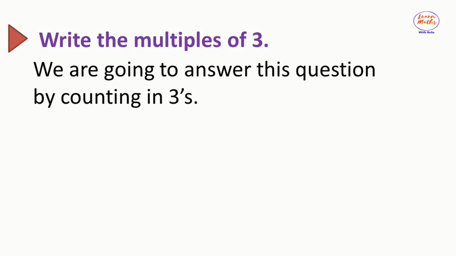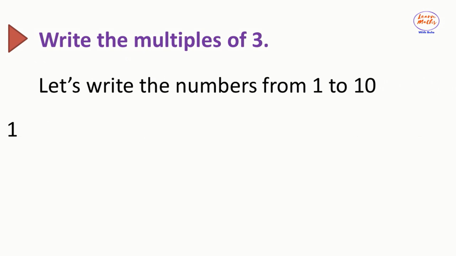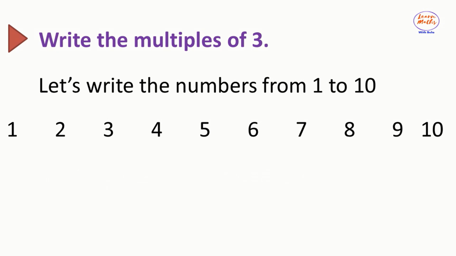So we'll do it like we did the other time. We are going to count in 3 and we'll write numbers between 1 to 10. So the numbers starting from 1 up to 10. And then what do we do next? Like we did previously, we'll start from 3 and we count in 3s. Even if you are starting from 1 and you count in 3s, you are going to land on 3. So let's save that stress and start from 3.